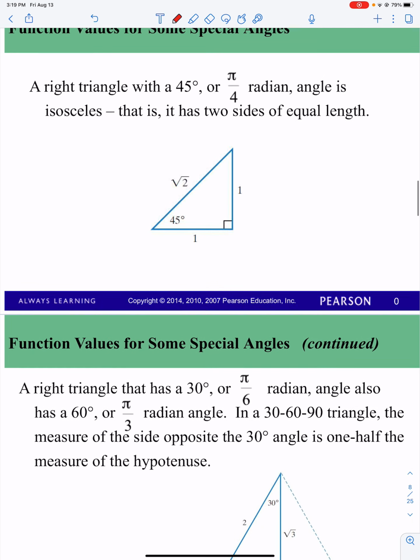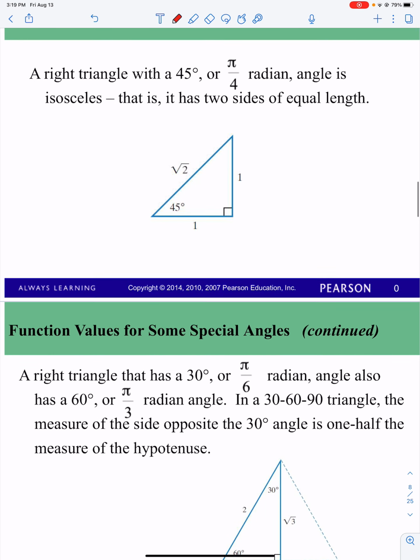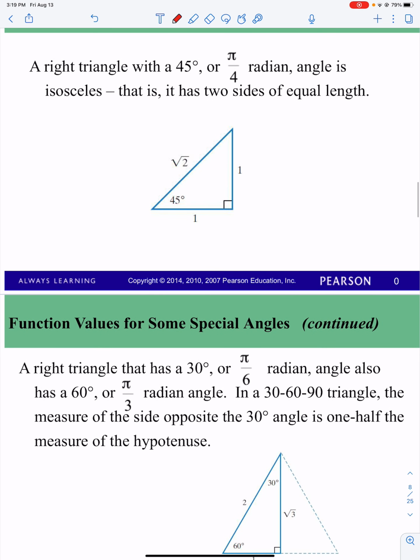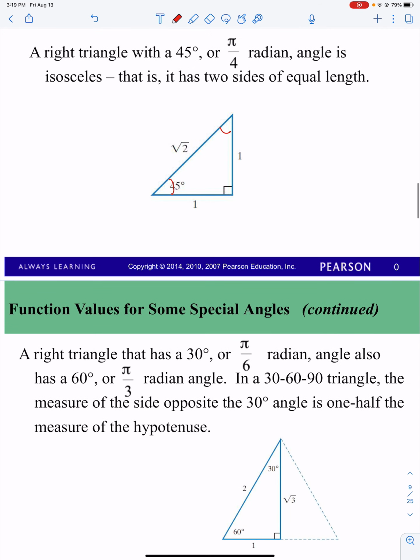So there are 2 kinds of right triangles that are very important. One is what? 45 degrees. The other one is what? 60 and 30 degrees. So what will be sine of 45 degrees? Opposite over hypotenuse, 1 over square root of 2. You can rationalize it, yeah? So square root of 2 times square root of 2 on both sides is what? Square root of 2 over 2.